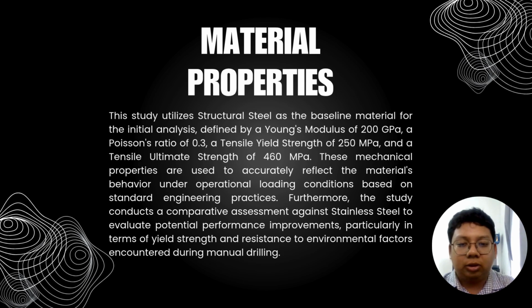Stainless steel was also evaluated as an alternative material. It had a Young's modulus of 193 gigapascals and a yield strength of 207 megapascals. Although the selected stainless steel had slightly lower stiffness and yield strength than structural steel, it offered better corrosion resistance, which may be useful when the handle is exposed to moisture, sweat, or lubricants.